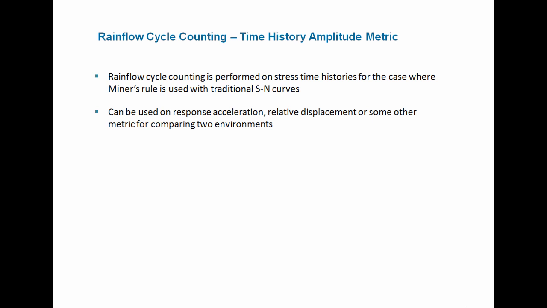But the same rainflow technique can also be used on response acceleration, relative displacement, or some other metric for comparing two environments. So as I mentioned, for the case where we have the avionics box, already qualified to one vibration test, now it has to undergo another test. We want to weigh the two environments and see if we can skip the second environment. We could simply do the relative damage rainflow calculation on the acceleration. So we don't need to go and actually calculate the stress, although we could.